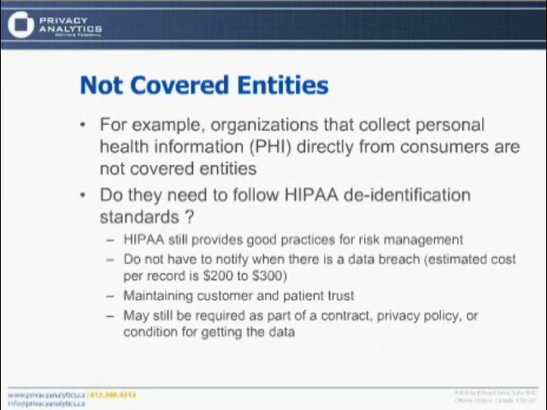Notification costs have been estimated to vary from $200 to $300 per record. This includes actual notification costs, penalties, compensation for the individuals affected, lost business, and litigation costs. So they can be quite costly if there's a notifiable breach, and if the data is de-identified according to HIPAA, then one can make a very good case that this is no longer protected health information, and therefore no notification is required.